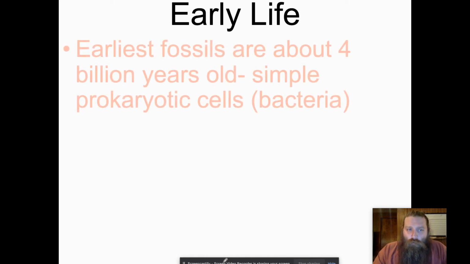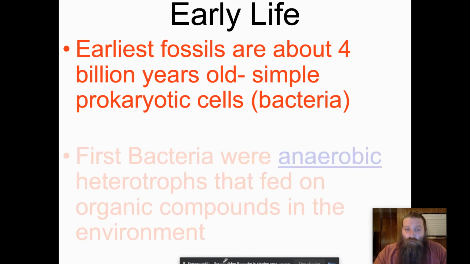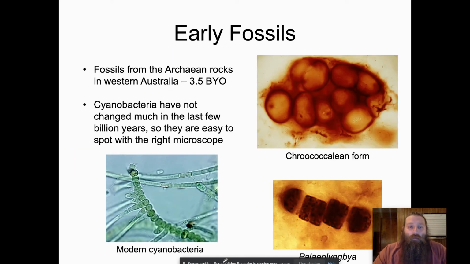So early life, what's early life look like? Well, we've got 4 billion years worth of fossil record to look back at, okay? And the earliest fossil that we find is one of simple prokaryotic cells. They're bacteria. They were anaerobic because there was no oxygen in the atmosphere. They were heterotrophs. They got their energy by eating things in the environment, all right? And these are some of the early fossils that we found.